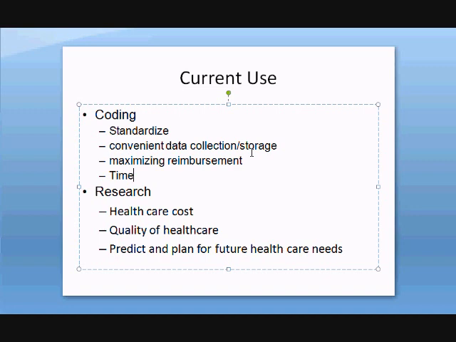reimbursement, right? Essentially, your payment, whatever is due to you, you make more money in the grand scheme of things, all right? And as I mentioned before, it's also used for research, right? It can help keep healthcare costs down, right? Essentially, we can see what is working and what is not working.